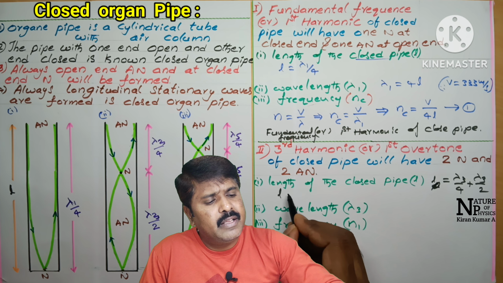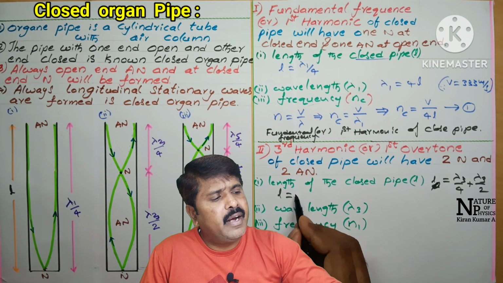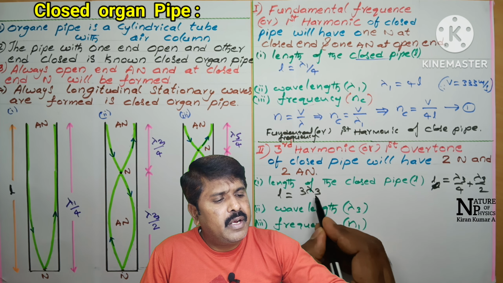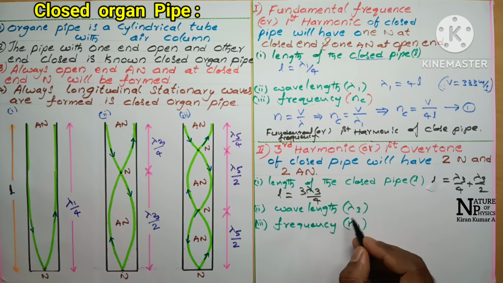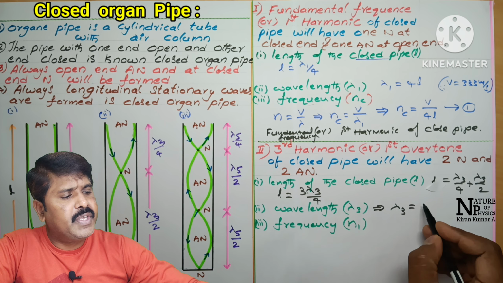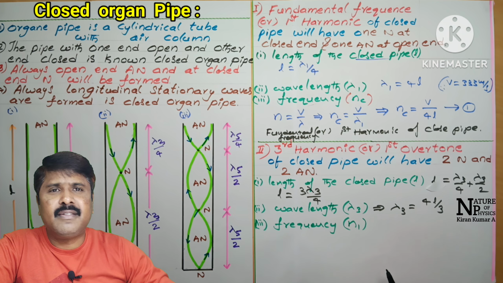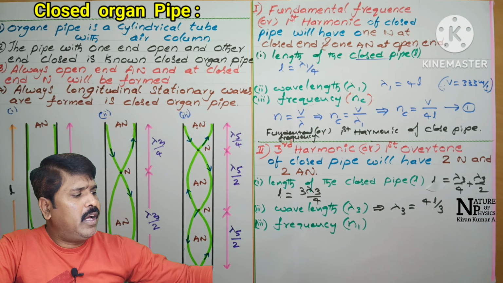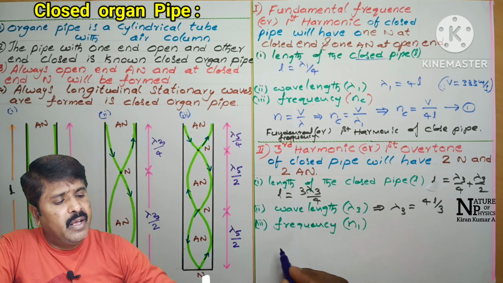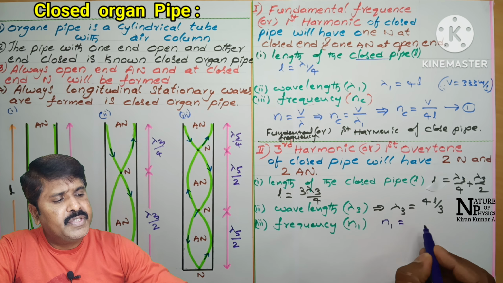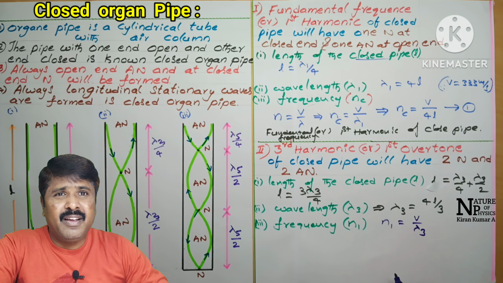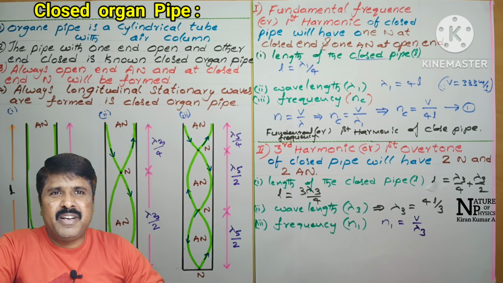Okay student, so length L is equal to, multiplying and dividing, 3 lambda 3 divided by 4. Now wavelength lambda 3, from the above equation, lambda 3 is equal to 4L divided by 3. Next I'm going to write the frequency N1, that is the first overtone. So the basic formula: N1 is equal to V divided by lambda 3.